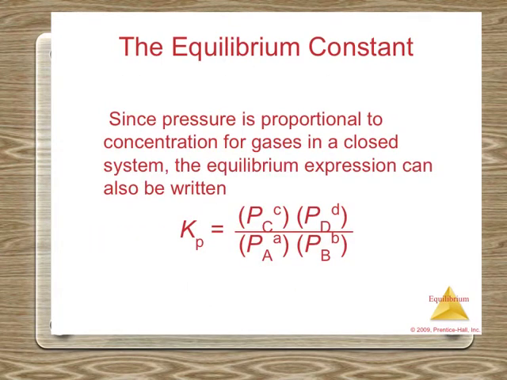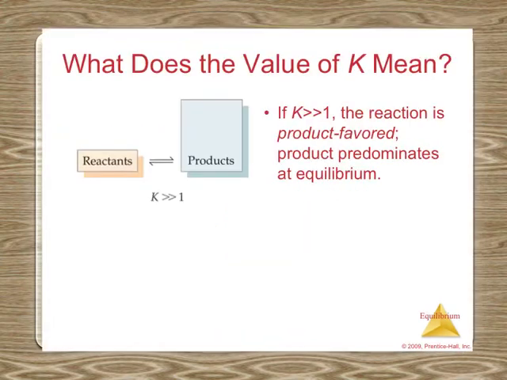Now we've been referring to the equilibrium constant in terms of concentration or molarity, but if we're talking about gases rather than solutions, pressure is going to be proportional to concentration for gases that are in a closed system. And so we can write an equilibrium constant expression for gases by substituting the partial pressures for concentration.